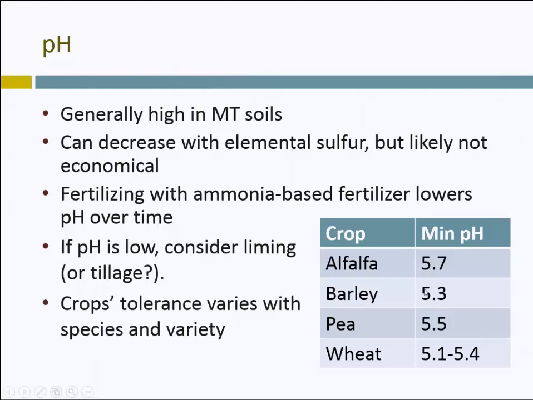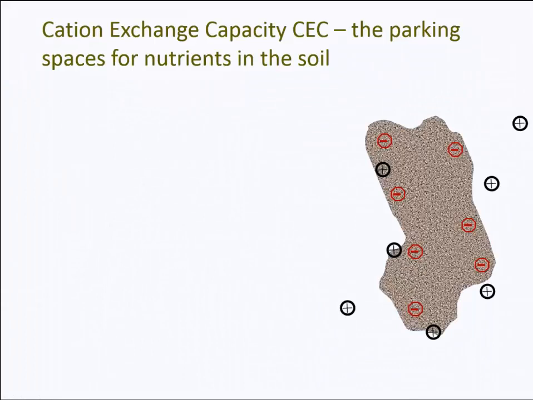Barley's a little more tolerant; somewhere below 5.3 we start seeing problems with barley, below about 5.5 for pea, and depending on the tolerance of wheat to low pH, somewhere between 5.1 and 5.4. We've observed pHs as low as 3.8 in pockets in fields up in the Golden Triangle. These are tolerance thresholds, and we are seeing pHs below these levels on some Montana fields.